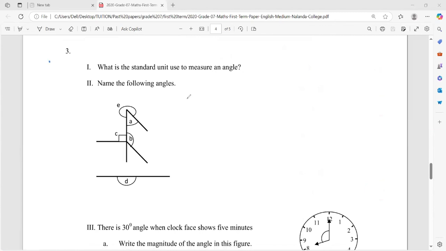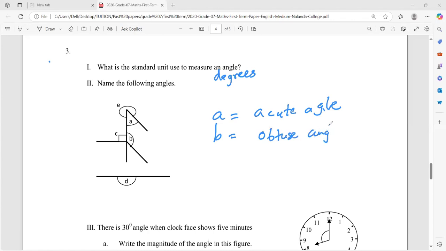What is the standard unit used to measure an angle? That is degrees. Use degrees to measure angles. Name the following angles. A is an acute angle. B is an obtuse angle. C is a right angle.